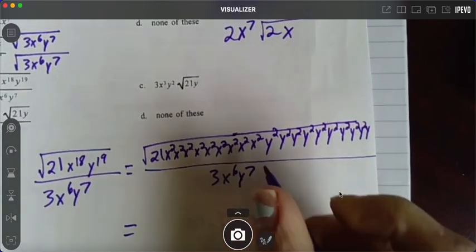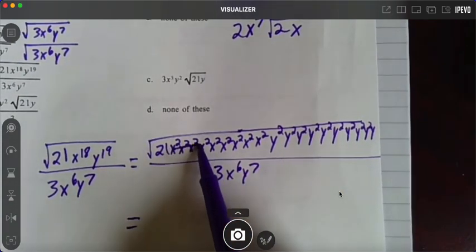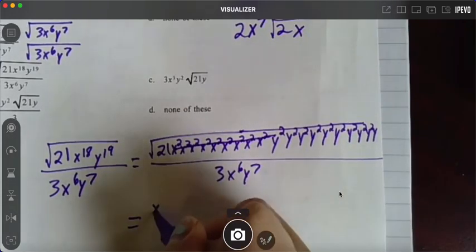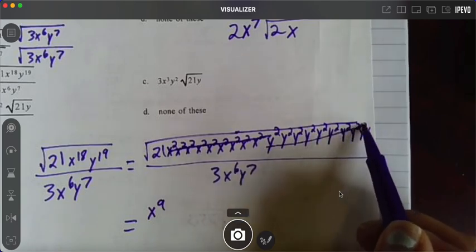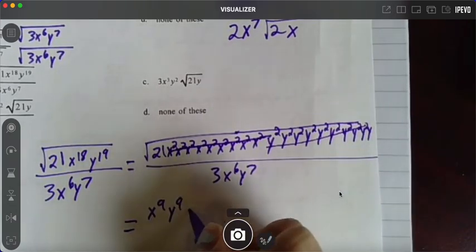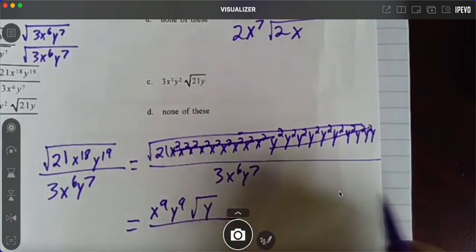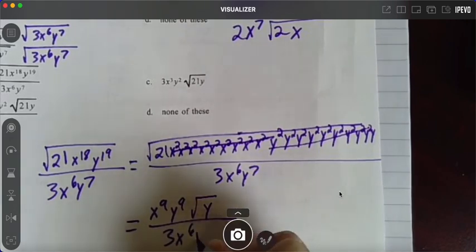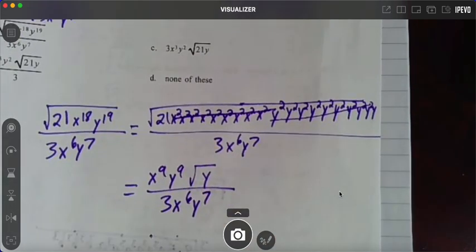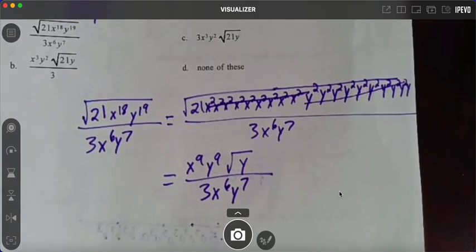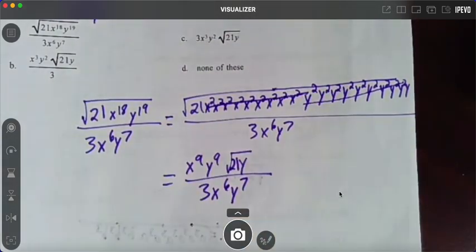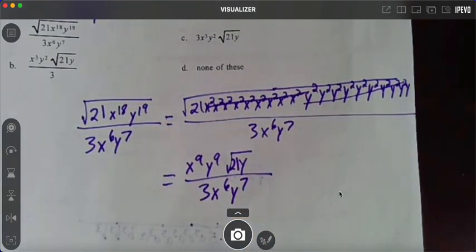Now how many of those can I pull out? I already know there's 9 x's. x to the 9th. How many y's? 1, 2, 3, 4, 5, 6, 7, 8, 9. But I have 1 left over. And then down here, 3x. So is that my answer, or do I simplify because it goes up? Where's 21 go? Oh, I'm so sorry. That should have gone under there. 21y. Thank you. The 21 does belong under there.